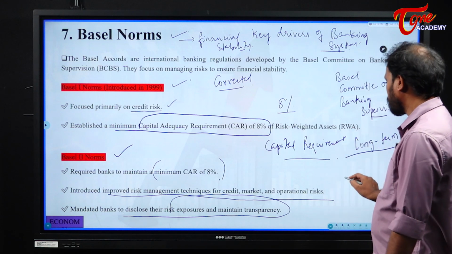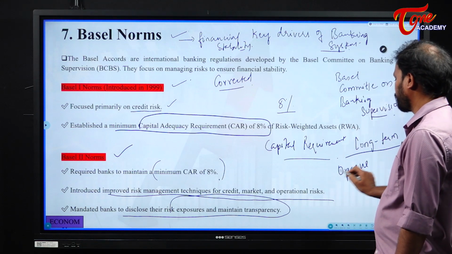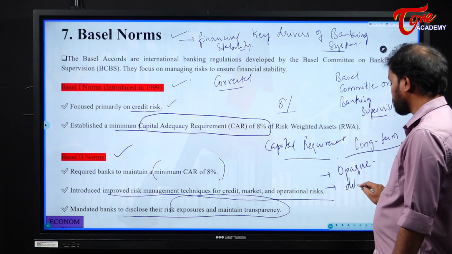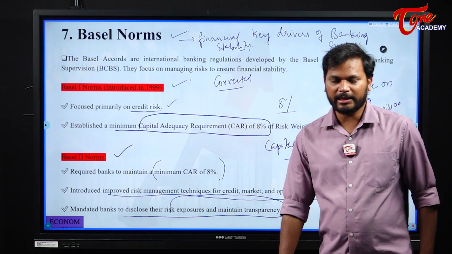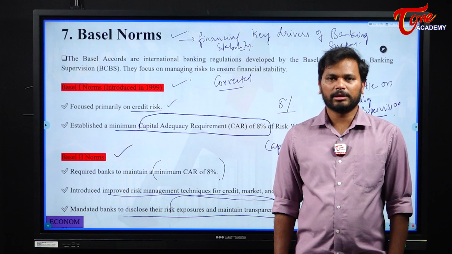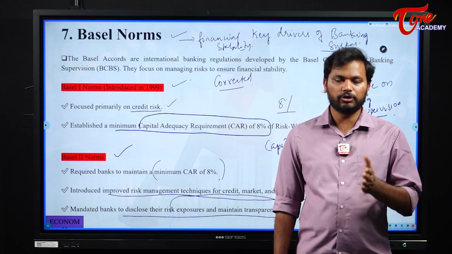Next, Basel 2 mandates banks to disclose their risk exposure and maintain transparency. It is not that the banks will be completely opaque in nature. It is not that their information is not disclosed. The accounts of the banks, the rising NPAs of the banks, the profits of the banks, all need to be disclosed. They need to be open.